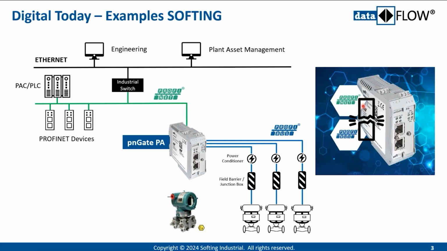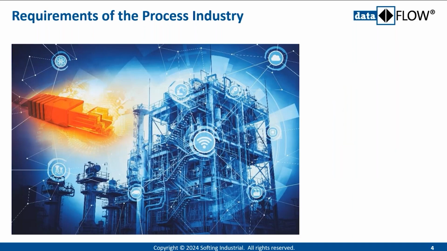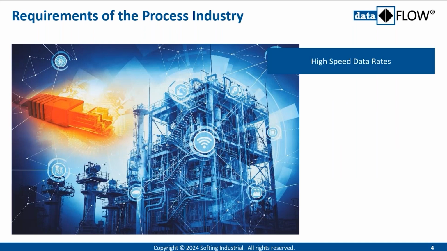As I said before, you still have this break between different kinds of technologies. So if you look at the requirements of the process industry, we need high-speed data rates. That is for 2 reasons. One reason is that you can parameterize the devices very quickly. The other reason is that we want to get the data out of the field because there are more and more sensors, more and more information, more complex information, not only temperature and flow, but also different kinds of information that you want to have in your central database. So one requirement is high-speed data rates.